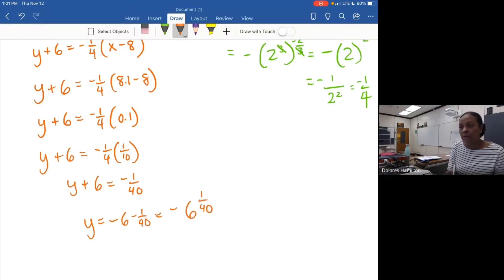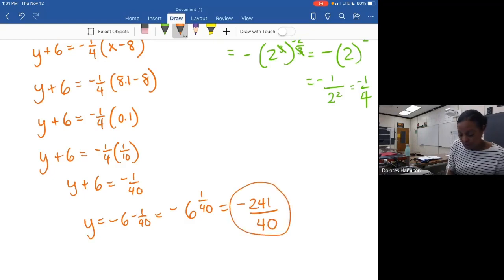I don't know if they do mixed fractions in Delta Math. So let's change that to an improper fraction. So 40 times 6 is -240 plus 1. Don't you hate it when the answers look like this and you think you're wrong? Okay. That looks to be our approximation for f of 8.1. We're not done.